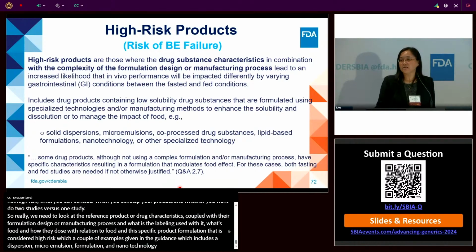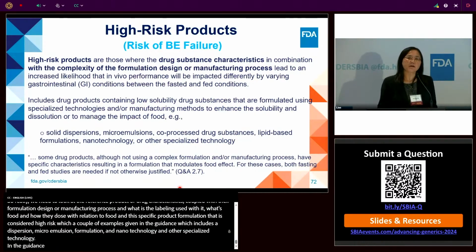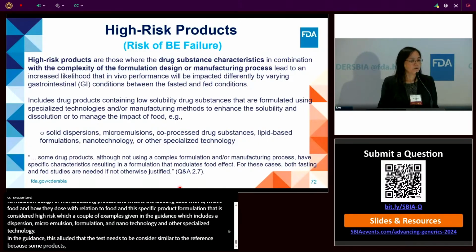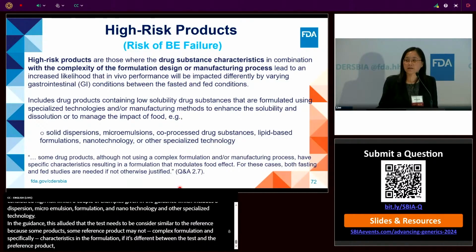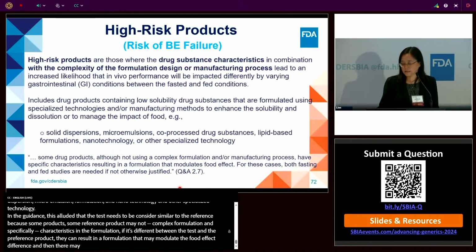And the guidance also alludes that the test product also needs to consider how similar it is to the reference product, because some reference products may not be deemed high risk. However, although some products may not use a complex formulation, if the specific characteristics in the formulation are different between the test and the reference product, they can result in a formulation that may modulate the food effect differently, and there might be a need to conduct a study under both conditions or provide justification.